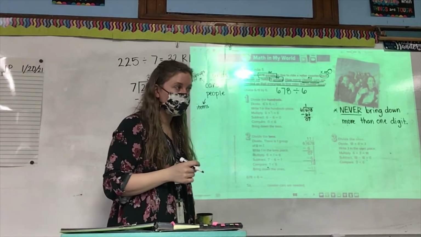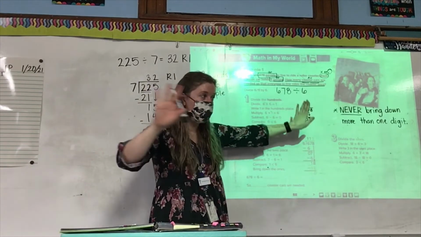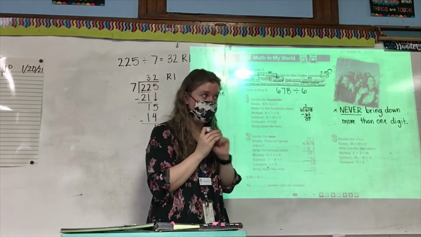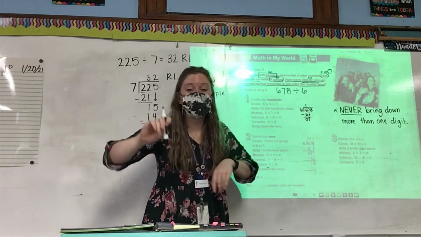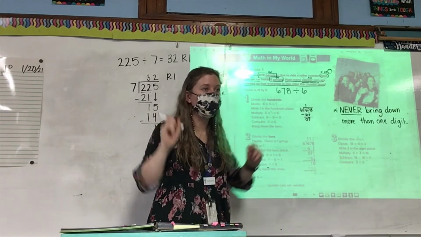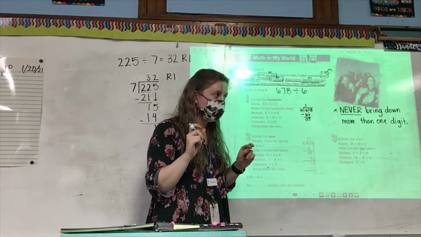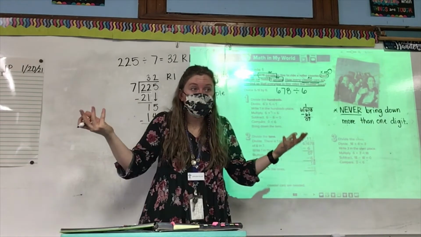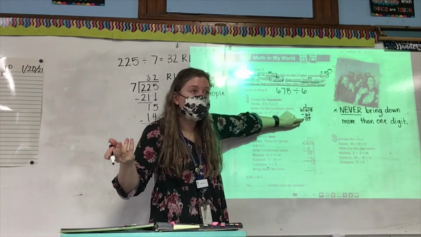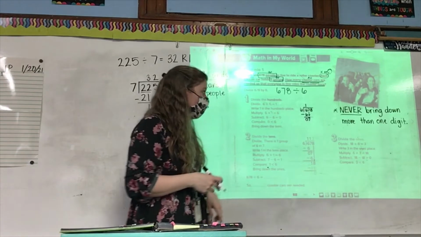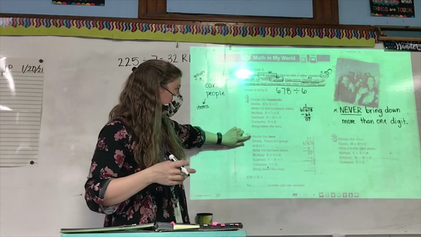Okay. So we just brought down the 7, not the 8, just the 7. We didn't skip the 7 and bring down the 8. We didn't bring down the 7 and the 8. We only brought down the 7. I created a new dividend. Class, what's my new dividend? 7. So now I need to start over again.